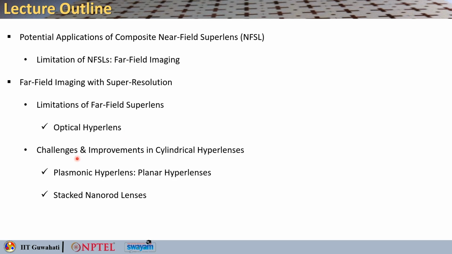Then we move on to discussing challenges and improvements in cylindrical hyperlenses. We will consider plasmonic hyperlenses, which are planar hyperlenses, and then we will also discuss stacked nanorod lenses. So let us first focus on potential applications of composite near field superlens.